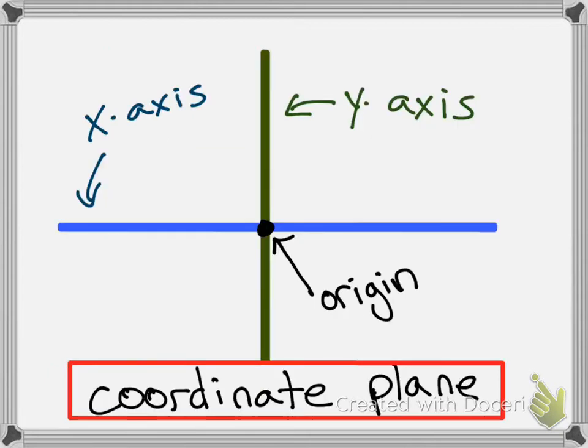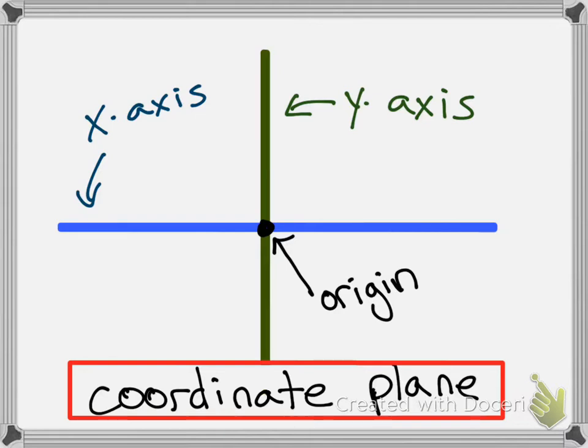Let's see. So first I want you guys to copy this down into whatever sort of notebook you have. Here is a graph. There are two lines here. The green line, which is vertical, is called our y-axis. The blue line, which is horizontal, is called our x-axis. The point where the two lines meet in the center, where it is perpendicular, right here, is called the origin, and we're going to talk about that later.